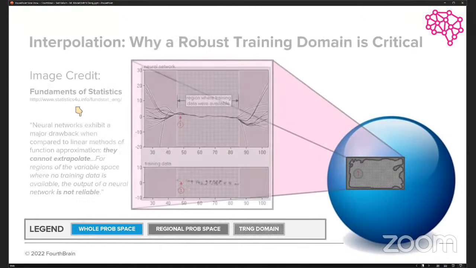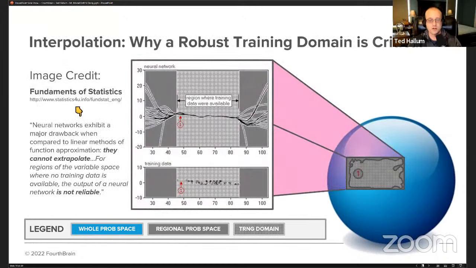Okay, so this is another view to show you why interpolation is such a big deal with supervised machine learning and how the training domain plays into that. So we've got the little graphic that we've been working with over here, our regional problem space. Inside of that, we have the training domain and our training data, and it has its gaps.